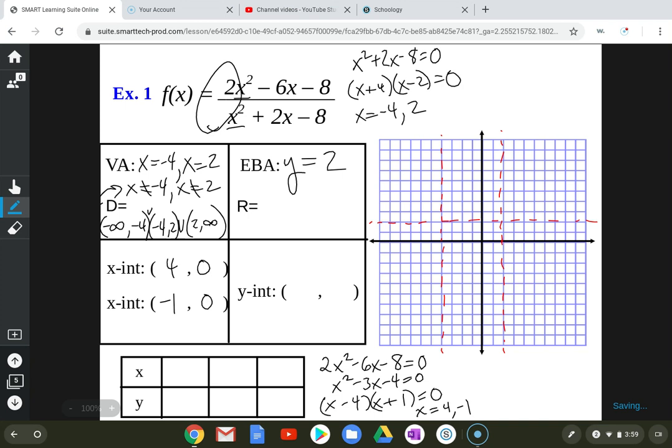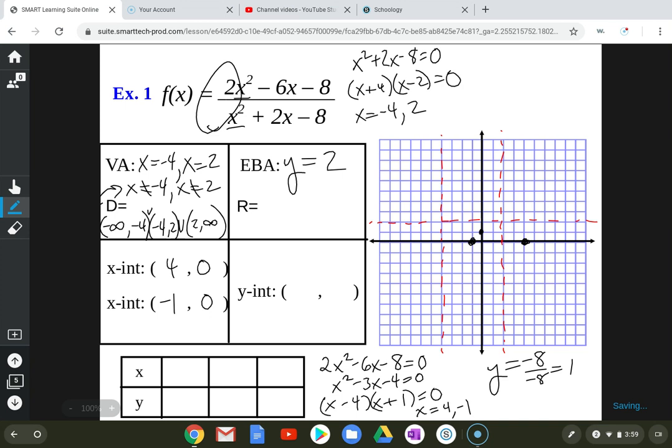So I'm going to plot 1, 2, 3, 4, 0, put a point, and negative 1, 0, and put a point. Now my y-intercept, I set all my x's equal to 0, and I get negative 8 over negative 8, which is 1. So my y-intercept is right here.